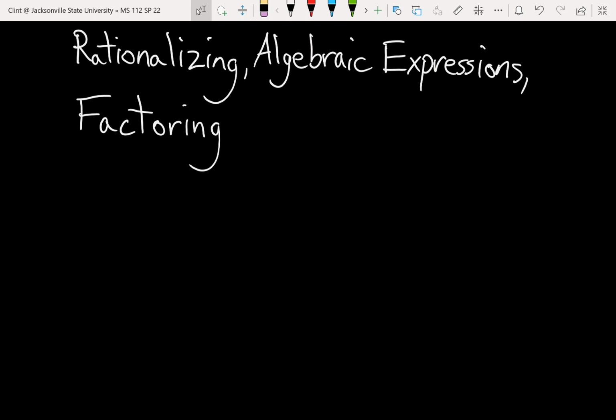This rationalizing is the last topic out of section P4. Algebraic expressions out of P5, and then I think factoring is P. Know what goes with what assignment.